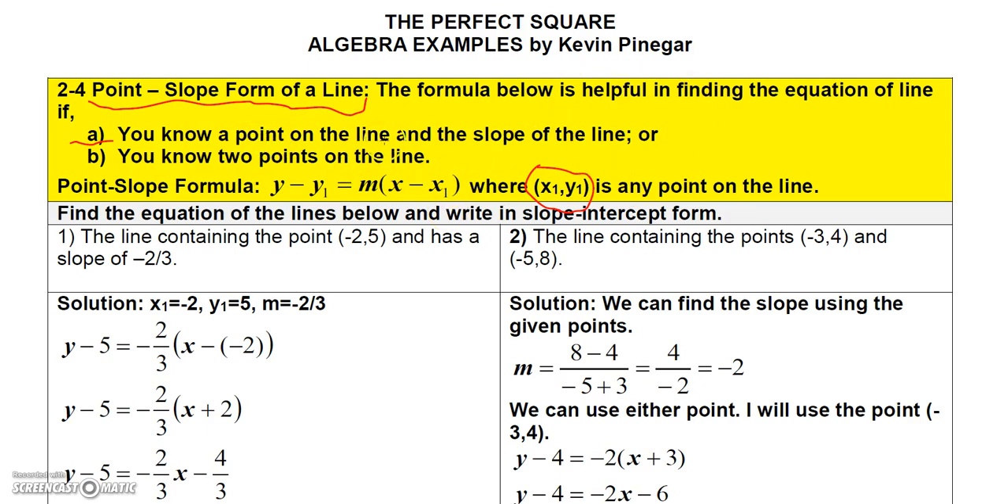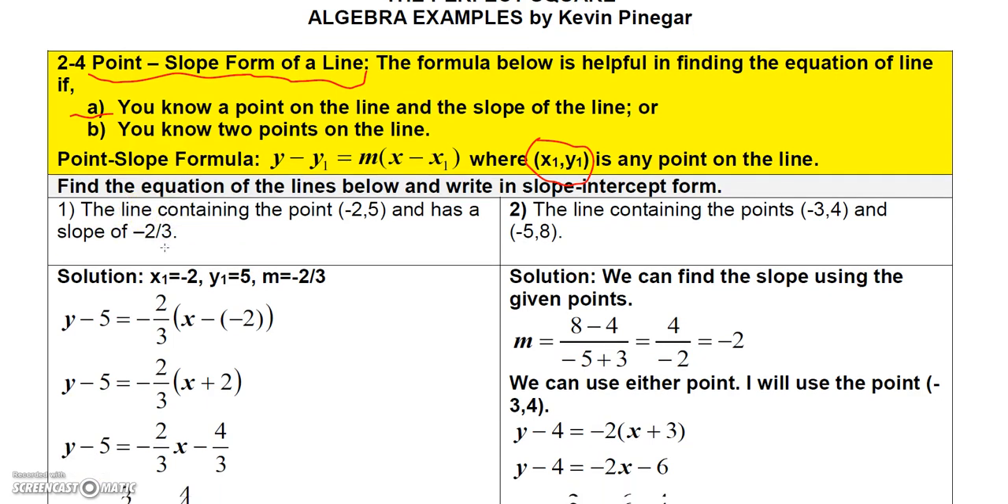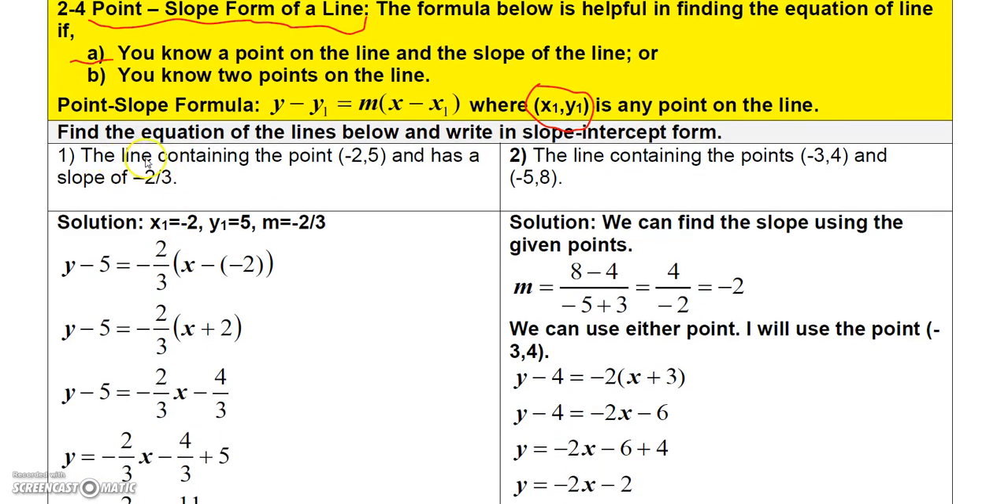But let's take a look at a couple of examples here of how we could use this formula to find the equation of a line. So right here, we want to find the equation of the line that contains the point (-2, 5) and has a slope of -2/3. And also we want to write the equation in slope-intercept form. Okay, so since I'm given a point on the line and I know the slope of the line, then I can use the point-slope formula.